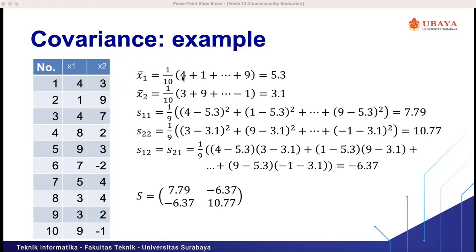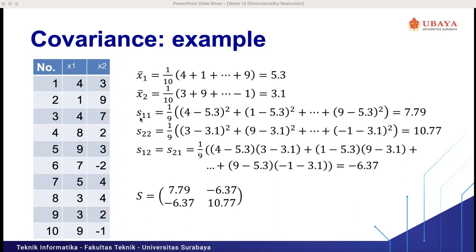Then we calculate the sum for all observations in x1: 4 plus 1 plus 4 and so on, plus 9. Then we have 5.3. So 5.3 is the mean value for x1. And we also calculate the mean value for x2: 3 plus 9 plus 7 and so on, plus minus 1, and we have 3.1 for x bar 2. So we already calculated x bar 1 and x bar 2, which are the mean values for x1 and x2. Then the next step, we calculate the covariance.